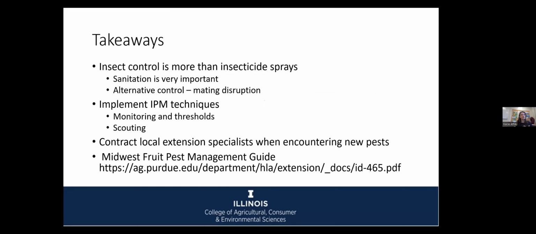And then sanitation is very important. Sanitation is always very important for a lot of these pests. And when you're just starting out, it's good to start by implementing IPM techniques, so doing your monitoring and thresholds, and scouting if you don't have traps. And then of course, contact your local extension specialists when you encounter new pests. Ask questions. We're always here to help you out.